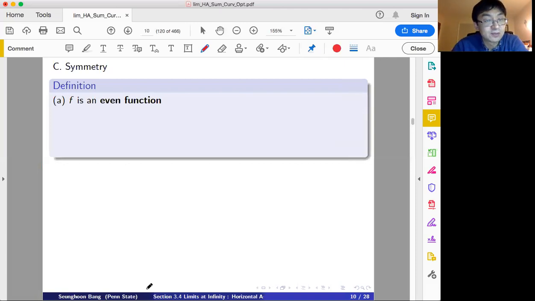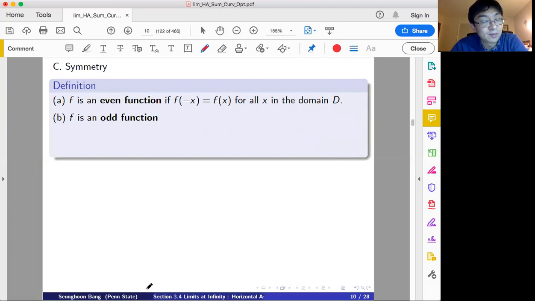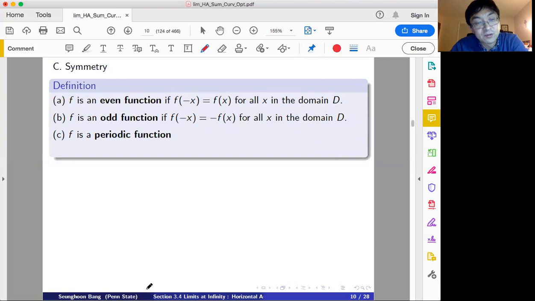What's the definition of symmetry? The function f is an even function if f of minus x equals f of x for all x in the domain D. The function f is an odd function if f of minus x equals minus f of x for all x in the domain D.